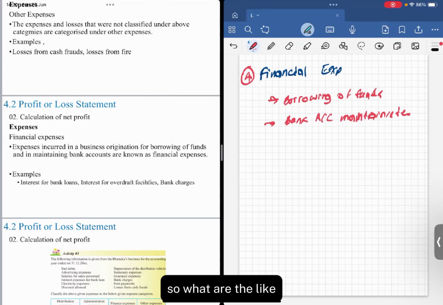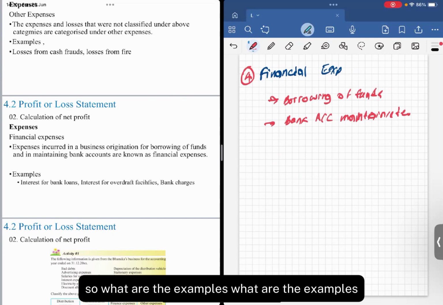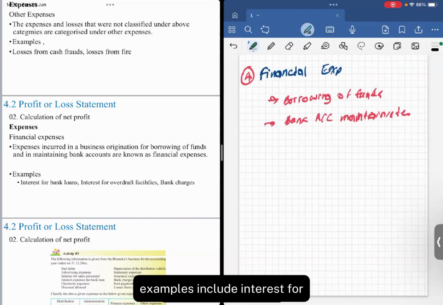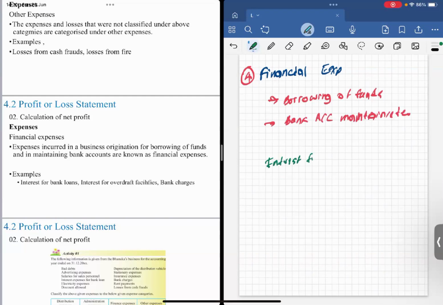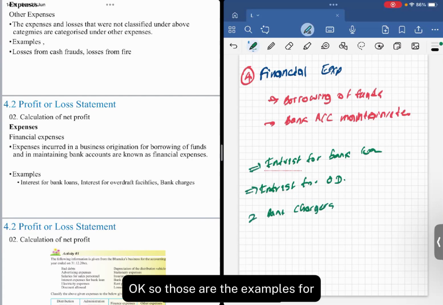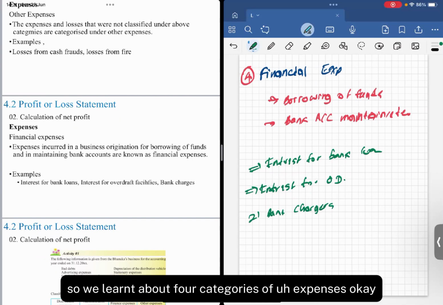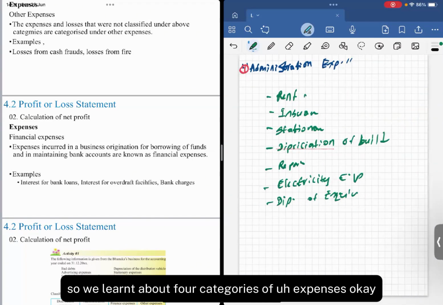Okay, so those are the key things inside a financial expense. So what are the examples? Examples include interest for bank loan, interest for overdraft, and then bank charges. So those are the examples for financial expenses: interest for bank loan, interest for OD, and bank charges. So we learned about 4 categories of expenses.